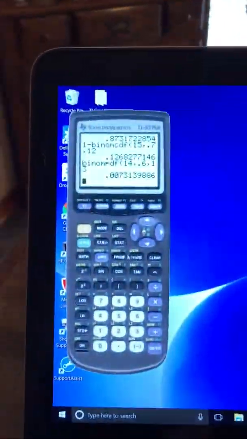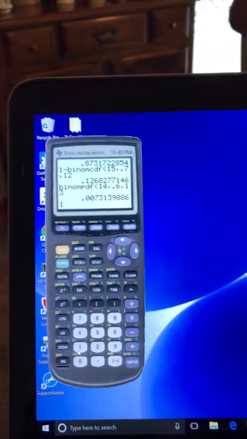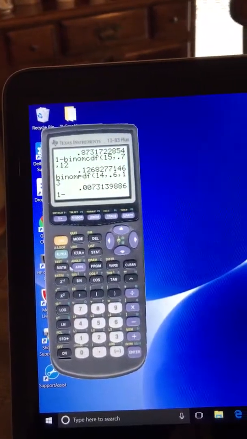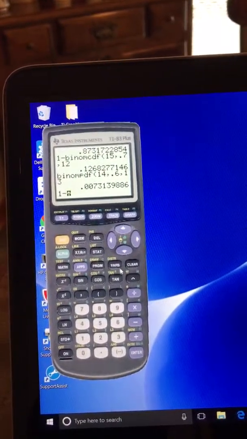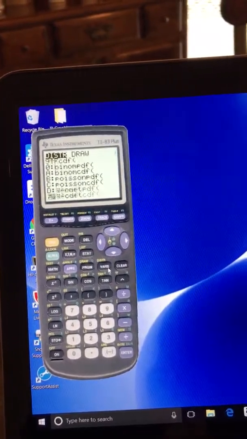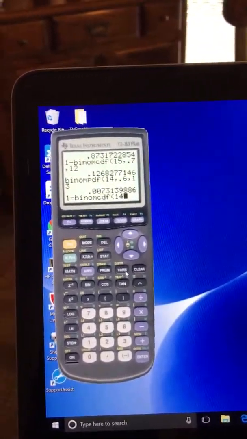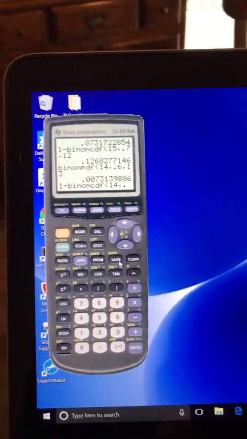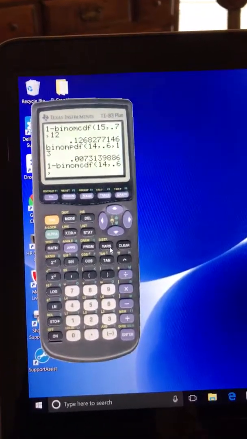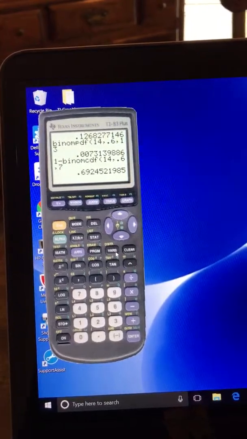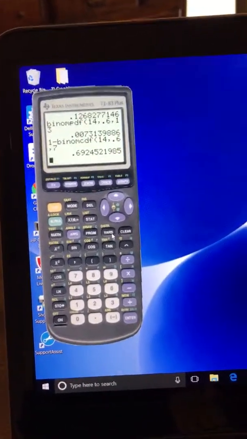So on the calculator, 1 minus second vars, binom CDF. N is still 14, P is still 0.6, X, however, is now 7. We've changed it to 7, and you should get 0.692.